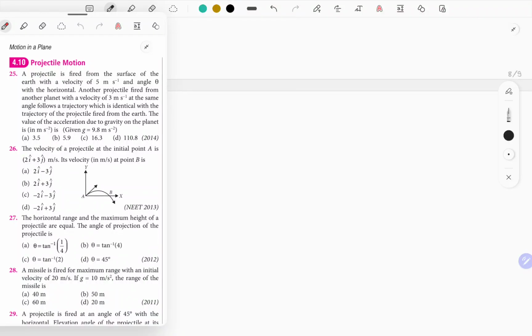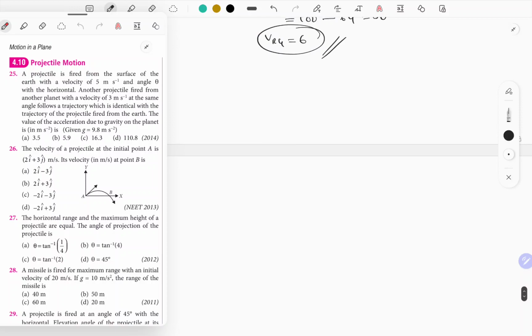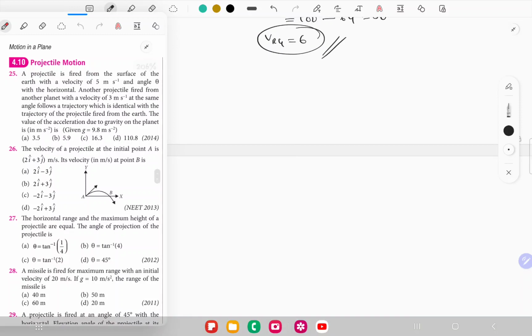Welcome back to the second part of motion in a plane, previous year NEET questions. So without any delay, let me start. Look at the first question.